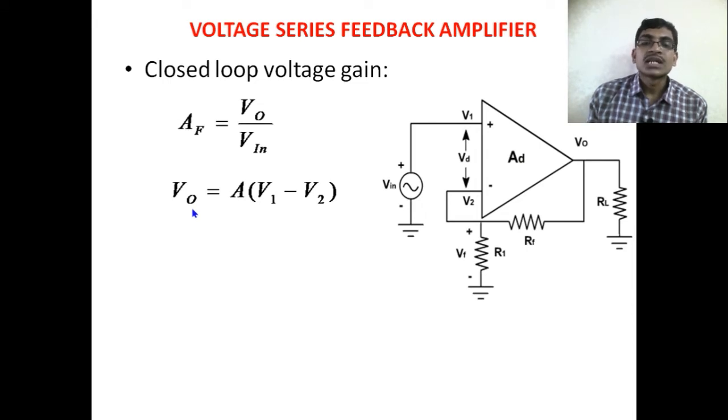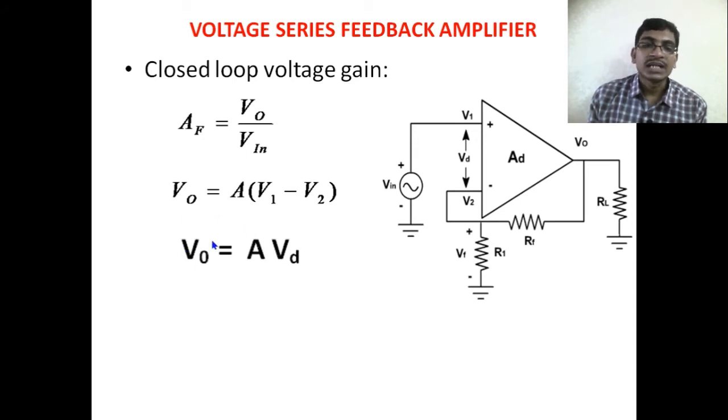So V0 is equal to generally A into V1 minus V2. For this operational amplifier, the large signal voltage gain, or open loop voltage gain, is capital A, into the input voltage for the operational amplifier, which is the difference voltage Vd. This differential voltage can be written as V1 minus V2, because V1 is given to the non-inverting terminal and V2 is given to the inverting terminal. That is nothing but the Vd.